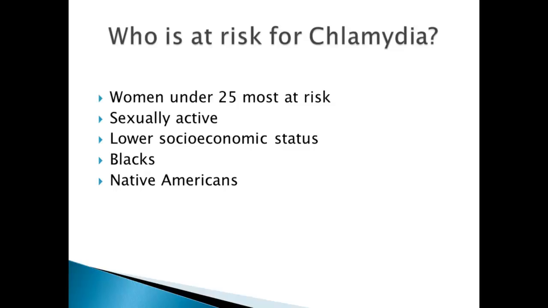How do we get it? There's two basic ways. You can get it from unprotected sex, either vaginally, orally, or anally, or you can get it from an infected mother passing it on to her infant.